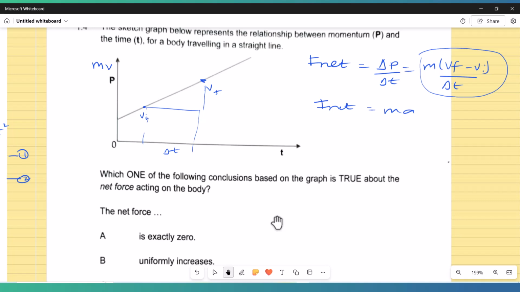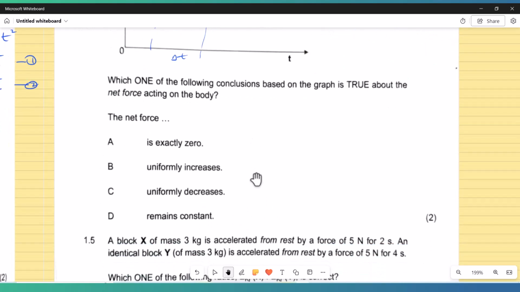So in this case, my answer is going to be D. It's going to remain constant. It's not increasing, it's not decreasing, and it's not zero.